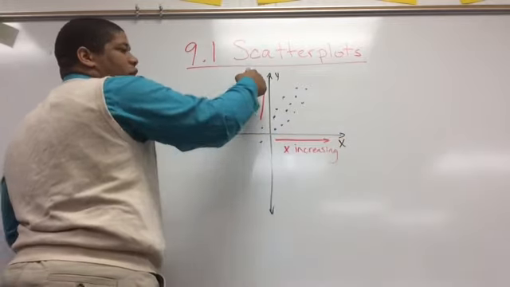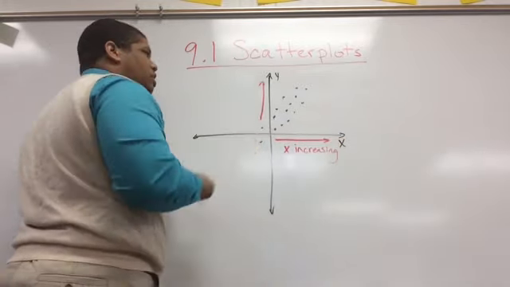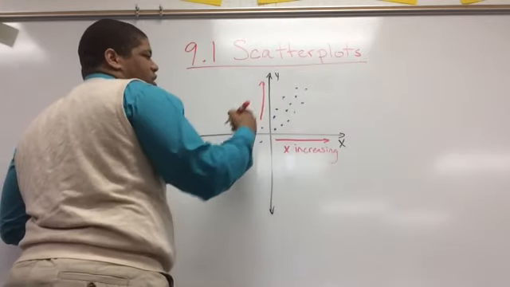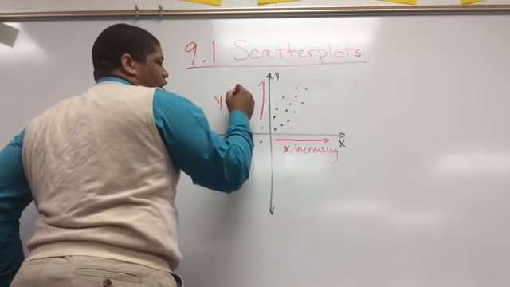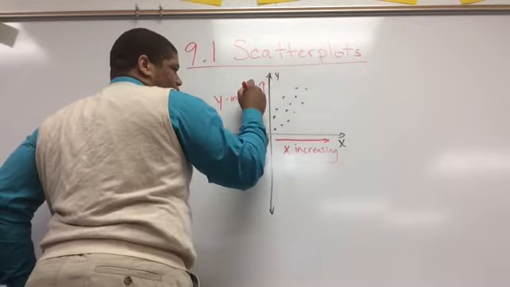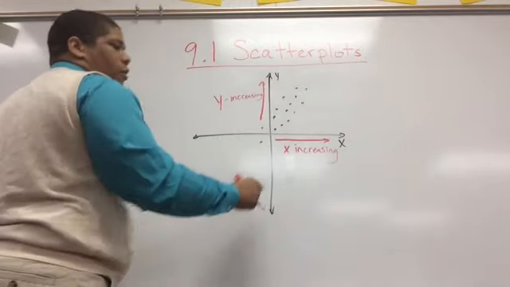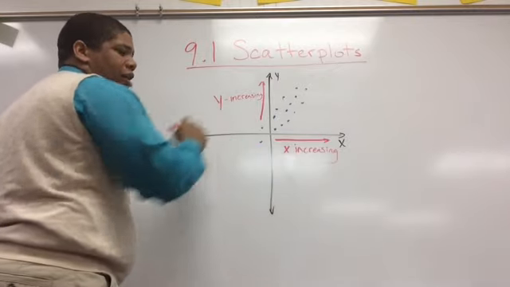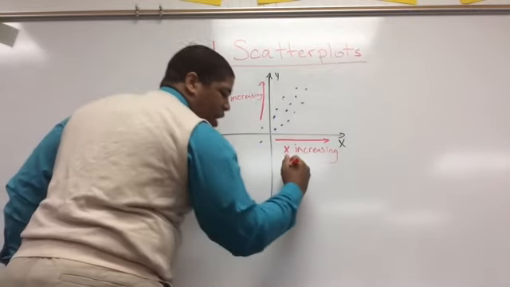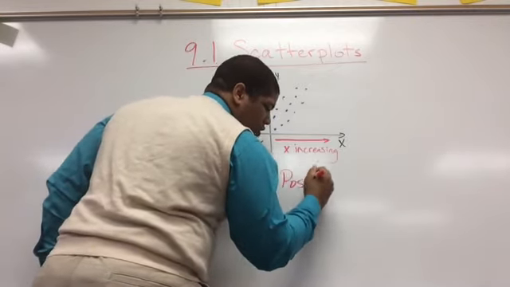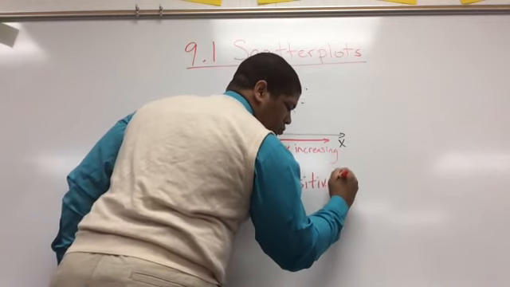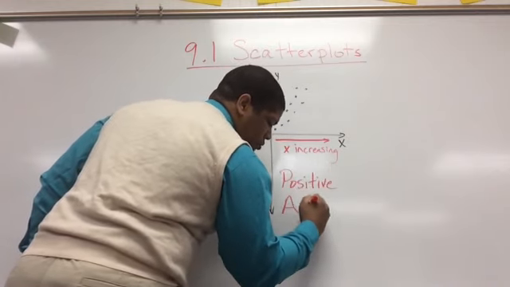And over here, since it's going up, and we know up is always positive for y, y is increasing here. So as x increases, y increases. That tells us that we have a positive association.